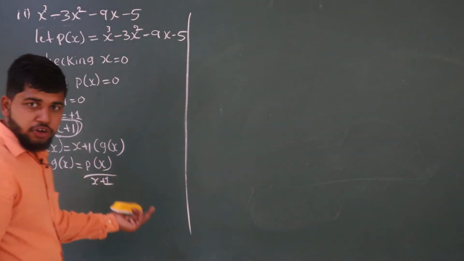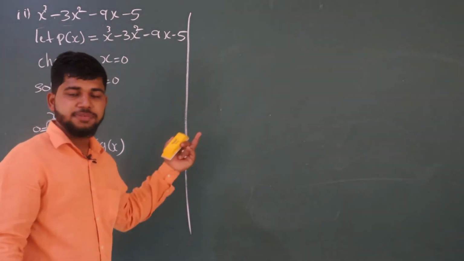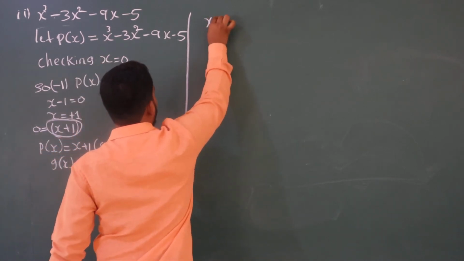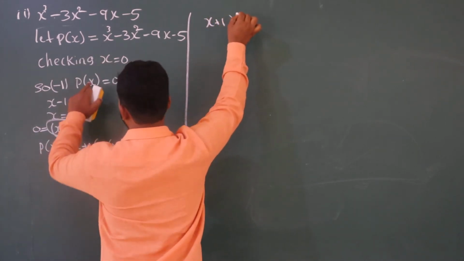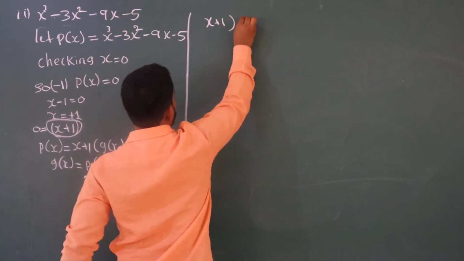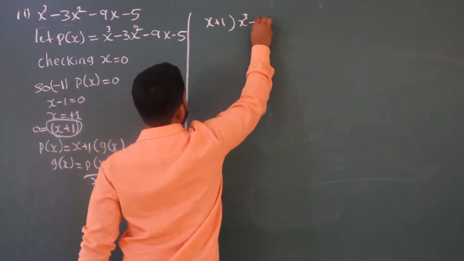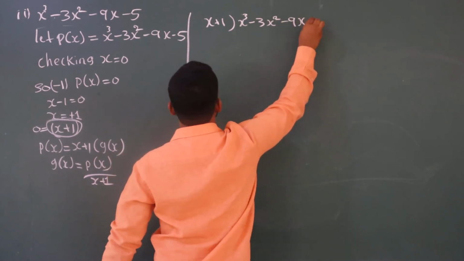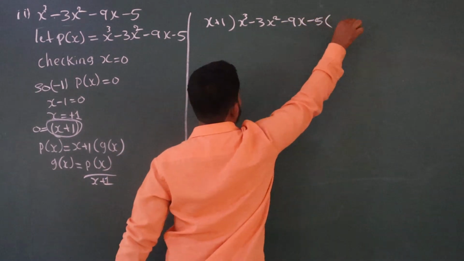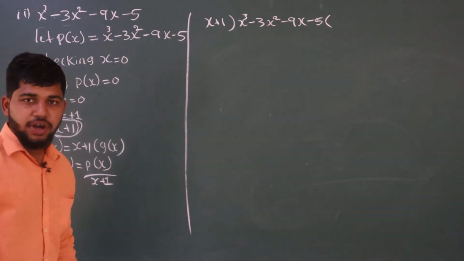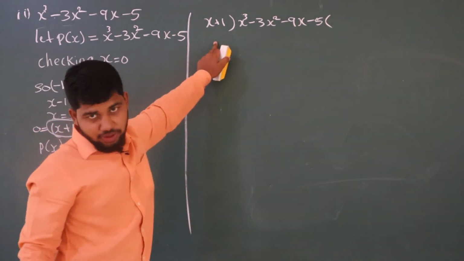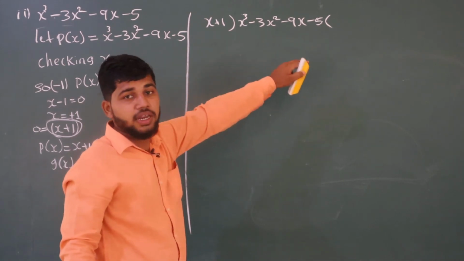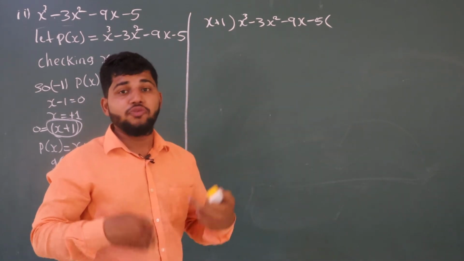Now we are going to divide p of x by x plus 1. What is p of x? x cube minus 3x square minus 9x minus 5. The divisor is x plus 1 and the dividend is x cube minus 3x square minus 9x minus 5. We have to find the quotient.